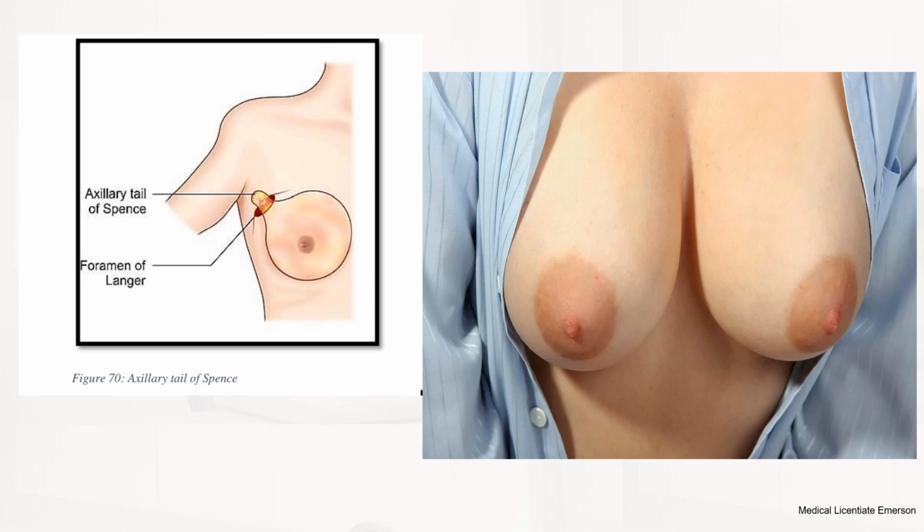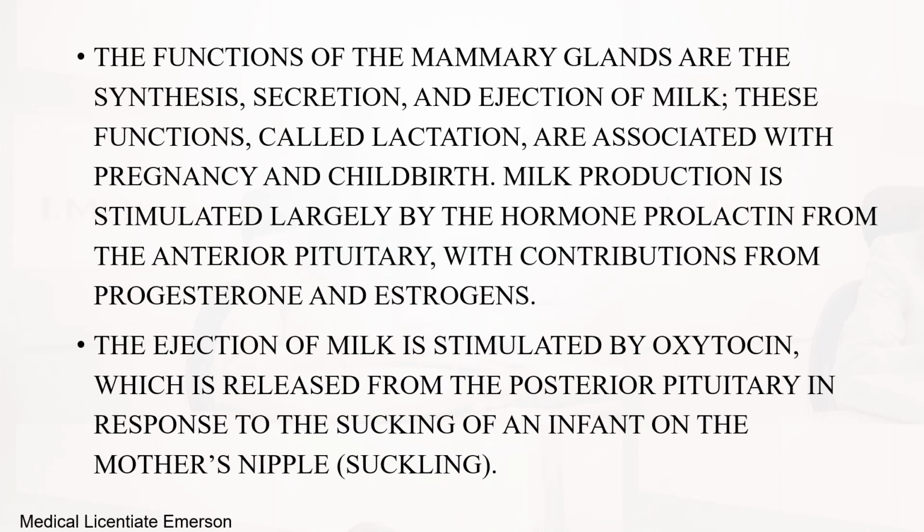Okay, and remember we are saying all sexes have breasts, but they differ in terms of function. So the functions of the mammary glands are the synthesis, secretion, and ejection of milk. So these functions, called lactation, are associated with pregnancy and childbirth.